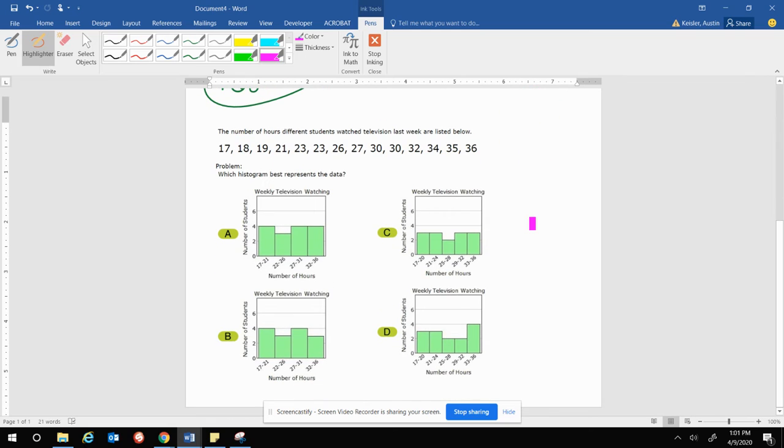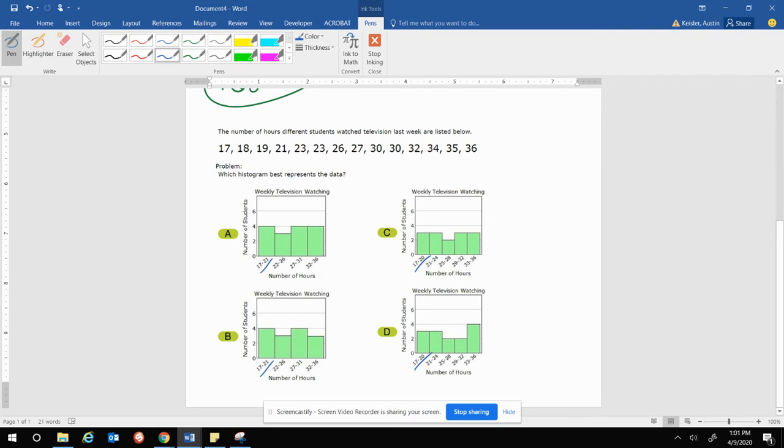Okay, I'm going to scroll down a little bit. We're going to go to a histogram question. Basically, my question just says, which histogram best represents the data? So I'm looking at these numbers, and I'm trying to make a histogram from that information. I'm just going to go at this one question at a time, because if I look carefully, my groups are a little different on some of these. A and B have the same groups, and C and D have the same groups. That's the most important part to pay attention to.